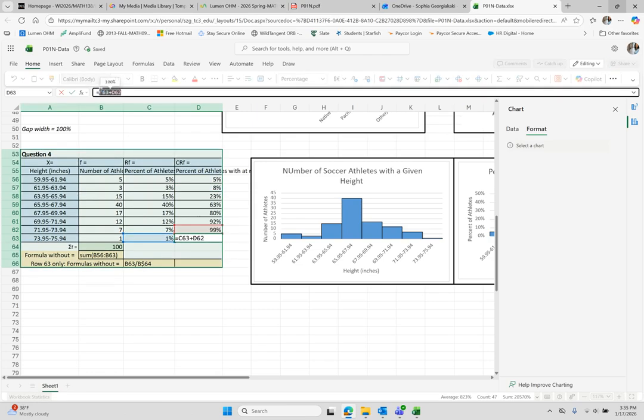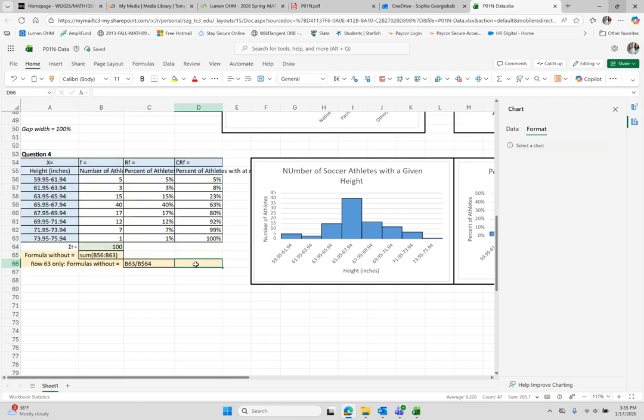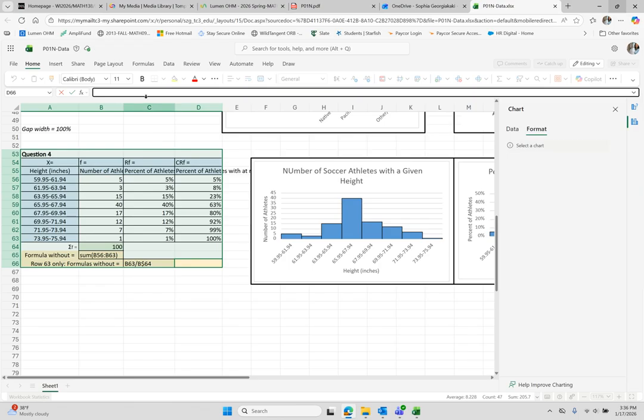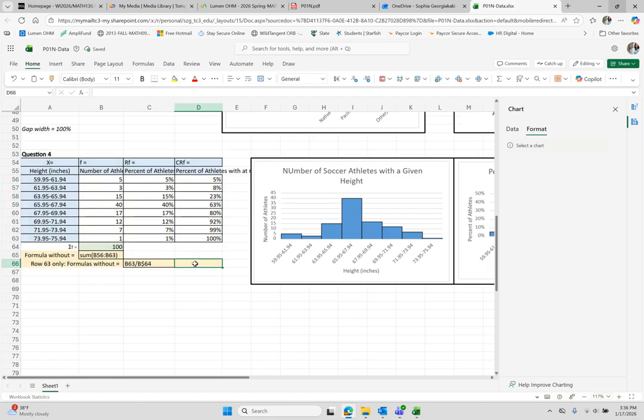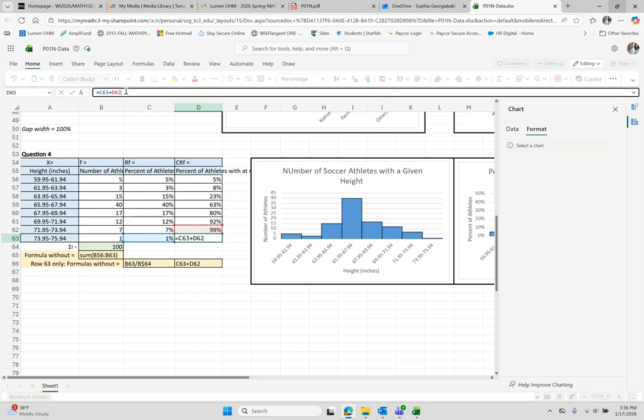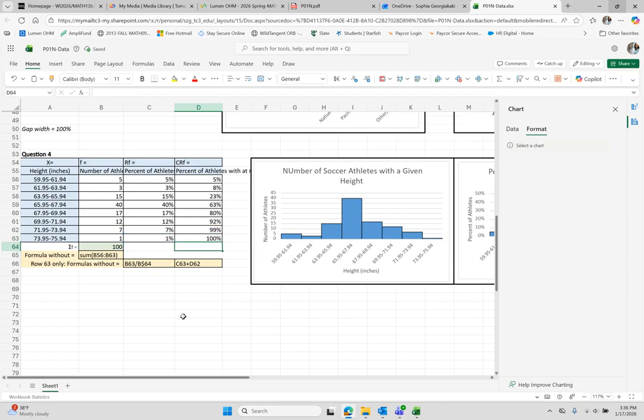The formula at the very end says that this is the sum of the formula on the left. I don't know if it's going to take it. Okay, it won't take it. So let me write it. So it was equal to the percent on the left, which is C63, plus the cumulative relative frequency above, which was D62. I will double check it by clicking here. C63 plus D62. Excellent, and I'm ready to enter the histogram.